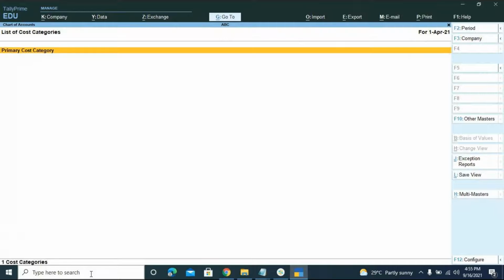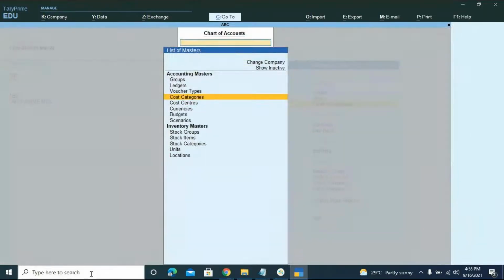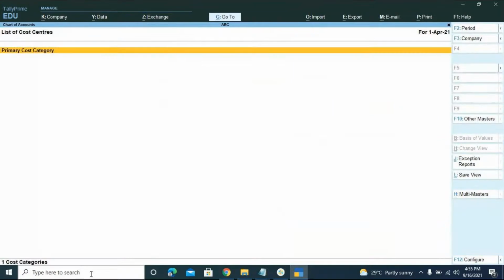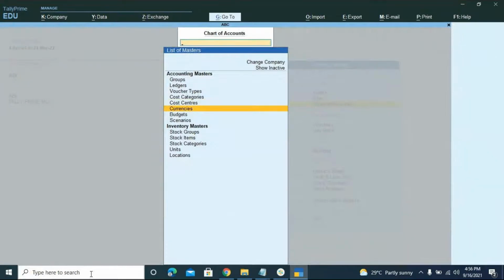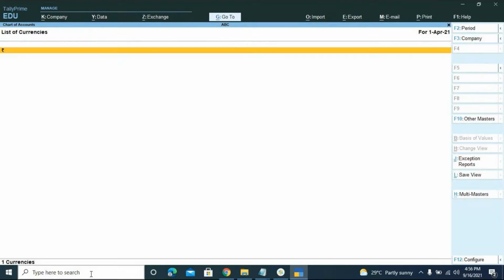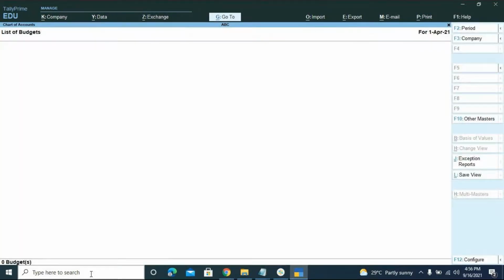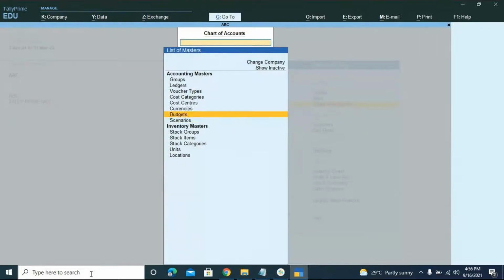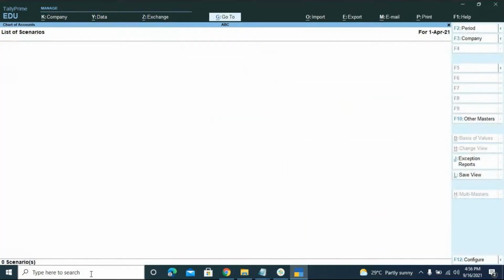Open a new company, just give the name and just close. Then go to master alteration, that's the Alter option. There, beginning from the default groups, you can view the ledgers, cost categories, voucher types, and so forth. You only have one cost category, and the name has been given as Primary Cost Category. Then currencies: the default currency is one, that is Indian currency. Talking about budgets, if you go for any budgeting, the list of budgets will be there. If we create a scenario like a budget, it will be available here.